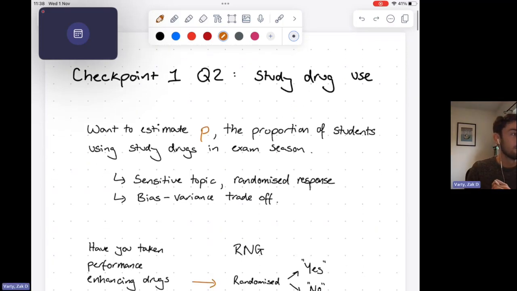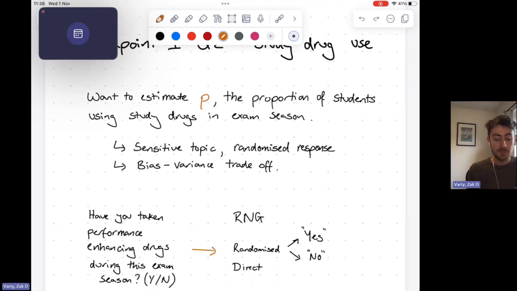In this question, we want to estimate the proportion of all students who are using study drugs in the current exam season, and we're going to denote this proportion by P. Of course, whether or not you use study drugs is quite a sensitive topic, so students might not be willing to respond honestly if we ask them directly. So we're going to introduce a randomized response design to this survey, so that students are given some plausible deniability in their responses.